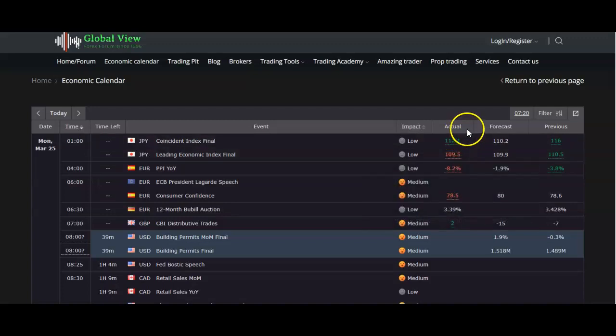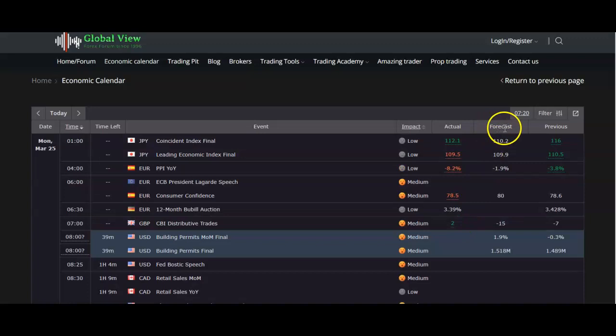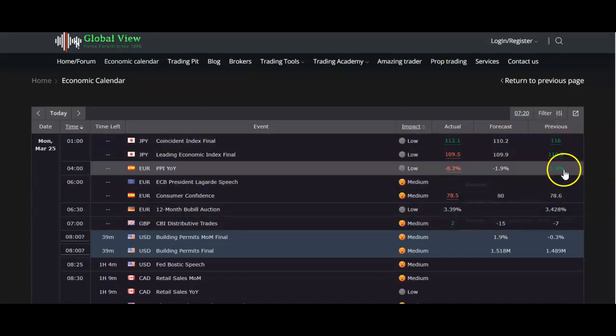Then, after it comes out, we actually have the actual number. Here is a consensus forecast, a consensus of economists, what the market expects. And here was previous, so the previous month, the previous quarter, depending on the indicator, but it tells you what it came out last month, whether it's expected to increase or decrease, and then you know how the market's going to react. If it beats estimates, you're going to get a reaction one way. If it misses estimates, you're going to get a reaction the other way.